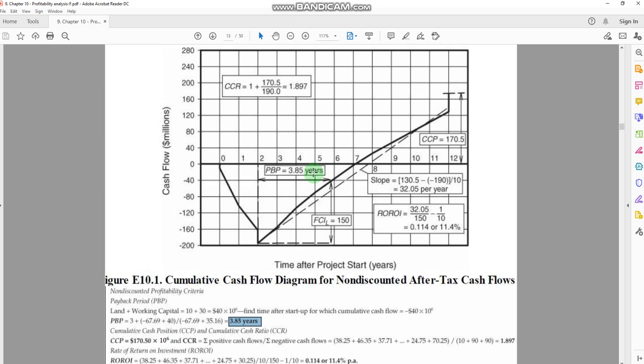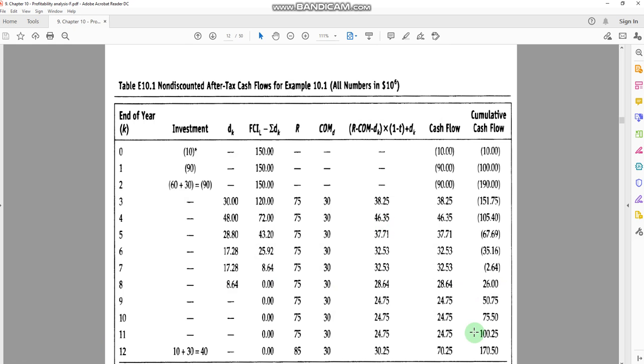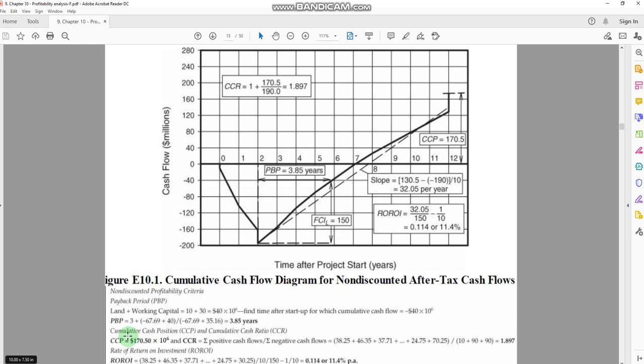Okay, now we have to calculate the cumulative cash position and the cumulative cash ratio. So the cumulative cash position we have calculated here comes out to be 170.50 million dollars. So we simply put it here, 170.50 million dollars. Now for the cumulative cash ratio, we have to add the positive cash flows divided by negative cash flows.